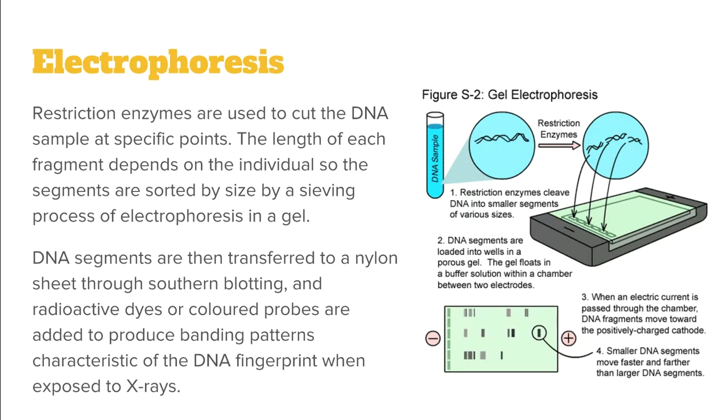So I spoke about, when I was speaking about highly variable genes, the use of electrophoresis. And this is where we use something called restriction enzymes. And these cut DNA at specific points. When each person in the test has their DNA extracted and the same restriction enzyme is used on all of their DNA, it will cut each fragment, depending on the individual, into smaller fragments, and then they can be sorted by size by a sieving process of electrophoresis in a gel.